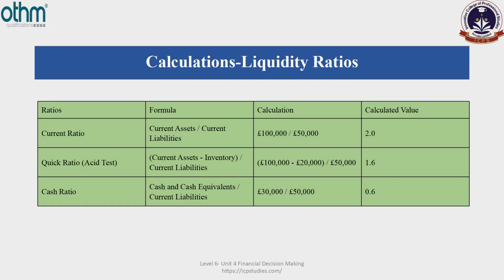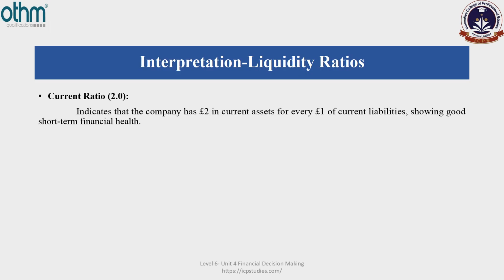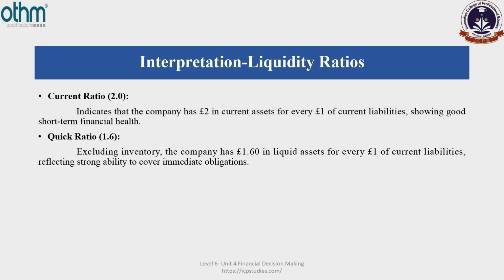So here again, you can put the figures in the formulas and you can get the values easily. Then we have the interpretation. Current ratio is 2.0, which means that the company has 2 pounds in current assets for every 1 pound of current liabilities, which shows good short-term financial health. If we talk about quick ratio, it is 1.6, which shows that the company has 1.60 pounds in liquid assets for every 1 pound, and it shows the strong ability to cover immediate obligations.